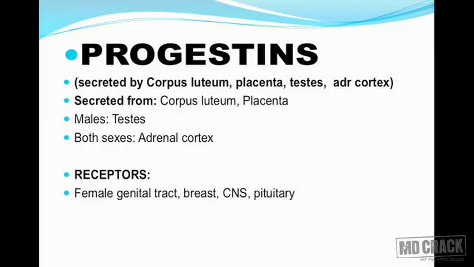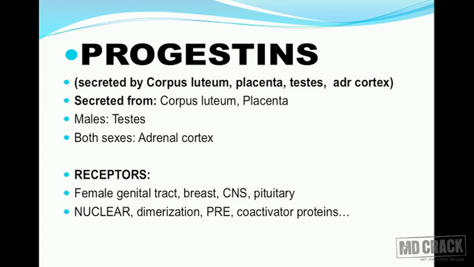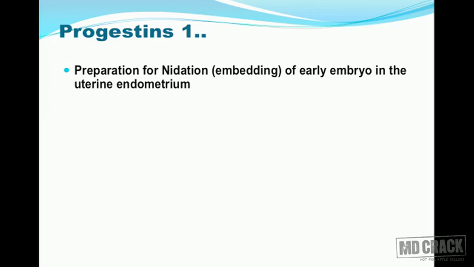Receptors for progestin are present in the female genital tract, breast, central nervous system, and pituitary. This is again a nuclear receptor. The process is the same as a steroid receptor: dimerization, and then activating the progestin response element, leading to synthesis of the co-activator proteins. Progestins do certain peculiar actions.